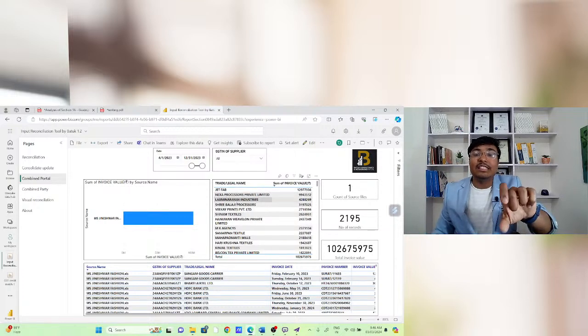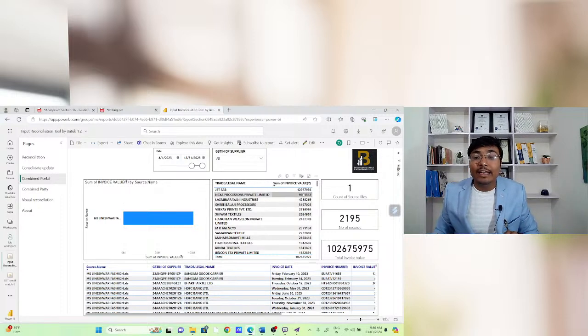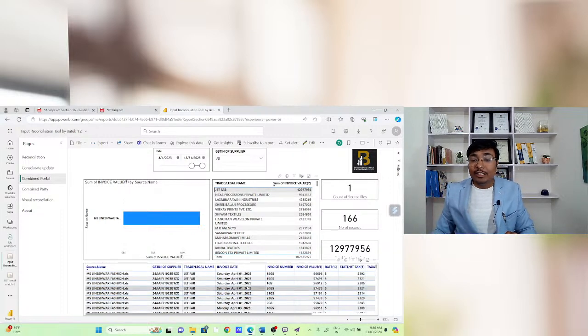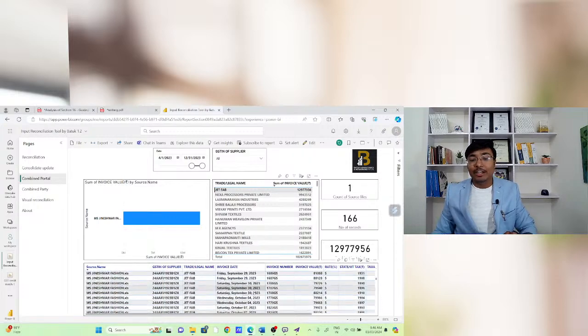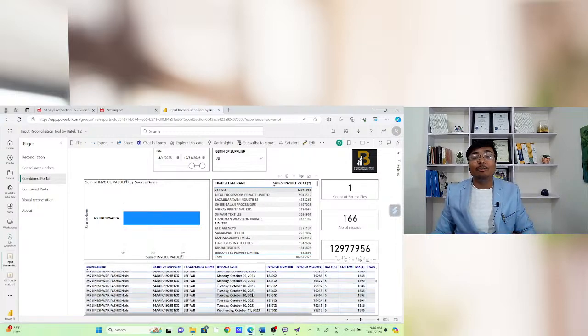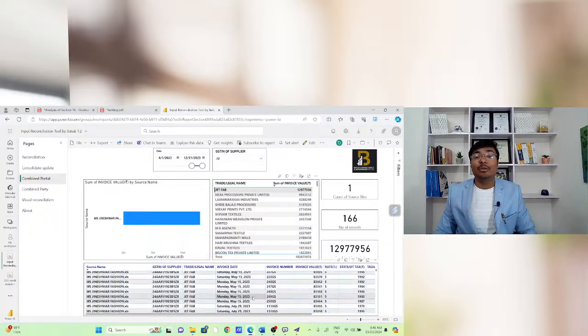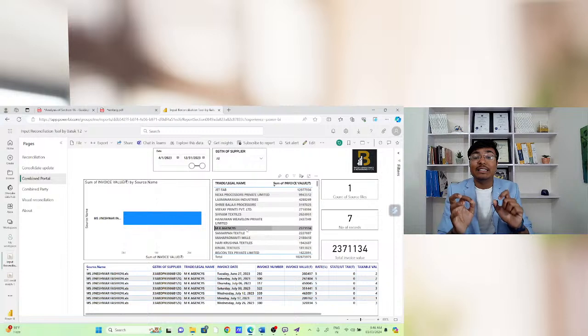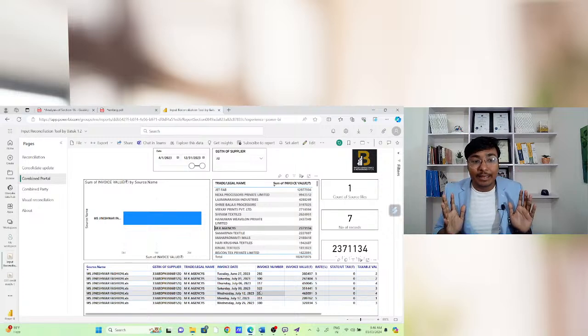Suppose this is Jet Fabrics, from whom the taxpayer bought the maximum purchases, and you want to check all the invoices. You just need to click on Jet Fab. All the invoices related to Jet Fab will be there, and you can check each and every invoice and the genuineness of that particular transaction. If you want to check the invoices of MK Agency, you just need to click on MK Agencies. All the invoices from MK Agency will be there.